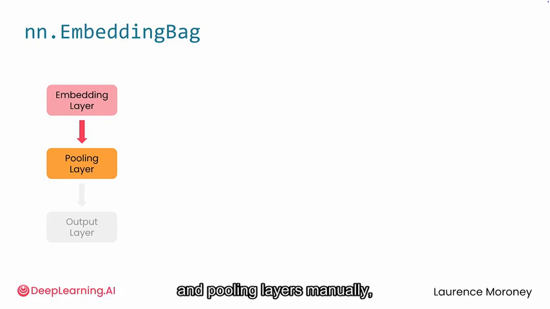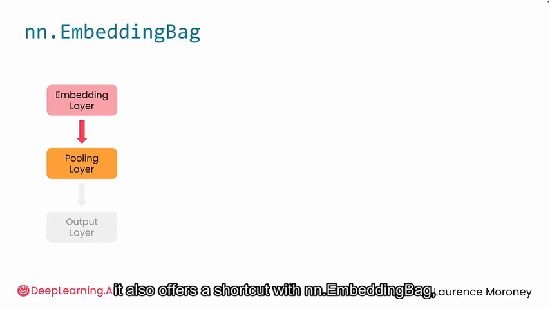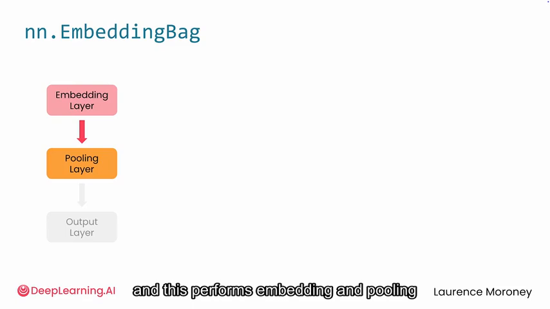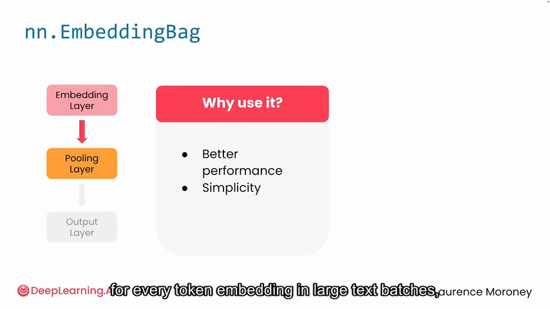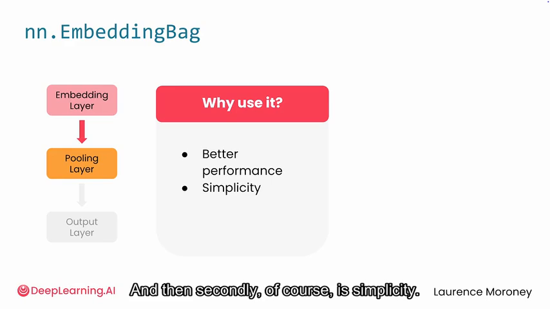While PyTorch allows you to create separate embedding and pooling layers manually, it also offers a shortcut with nn.EmbeddingBag, and this performs embedding and pooling in a single line of code. This matters for two reasons. First, performance. It avoids generating intermediate tensors for every token embedding in large text batches, and this saves memory and compute resources. And then secondly, of course, is simplicity. It eliminates the need for custom pooling logic, and it features built-in modes like mean and sum for easy selection.